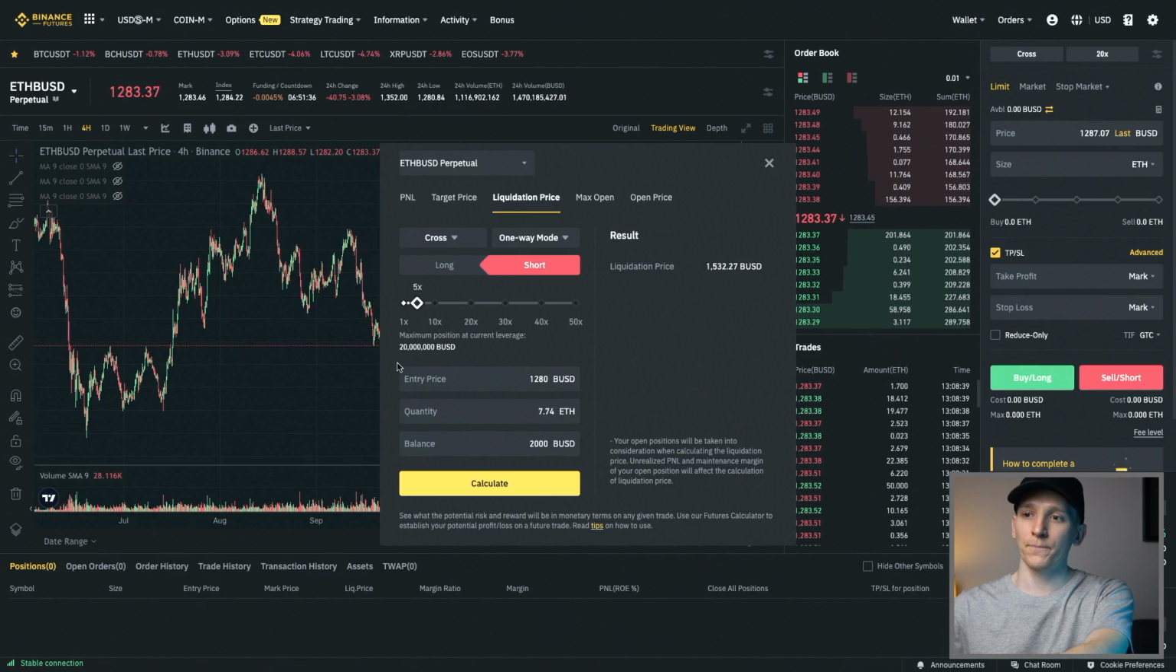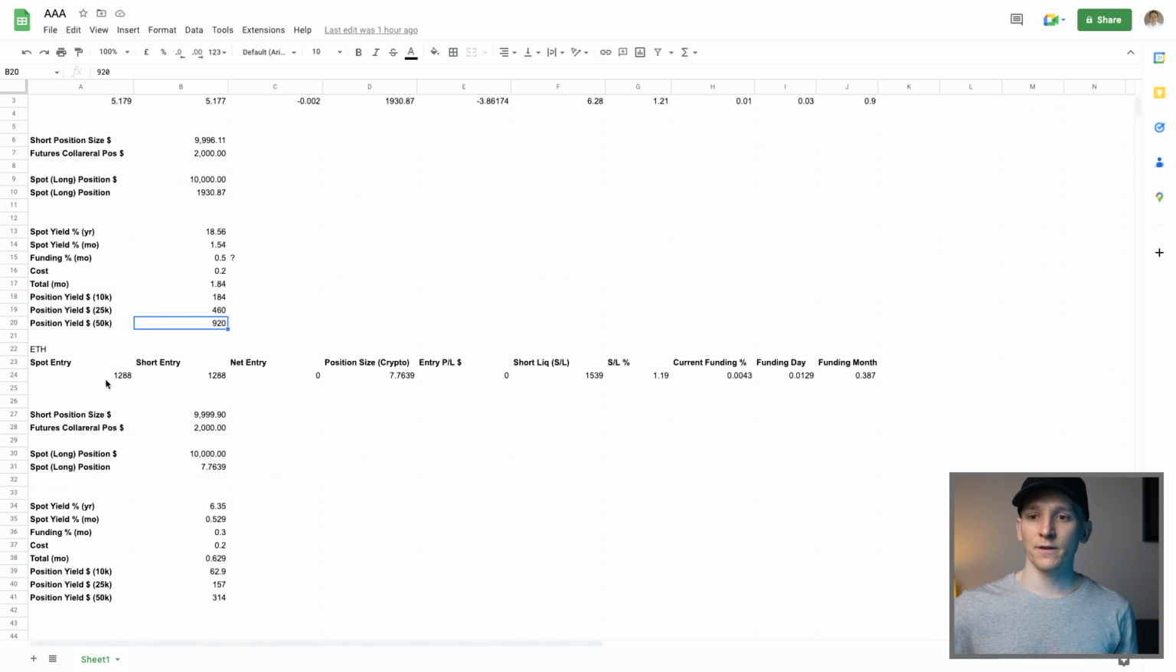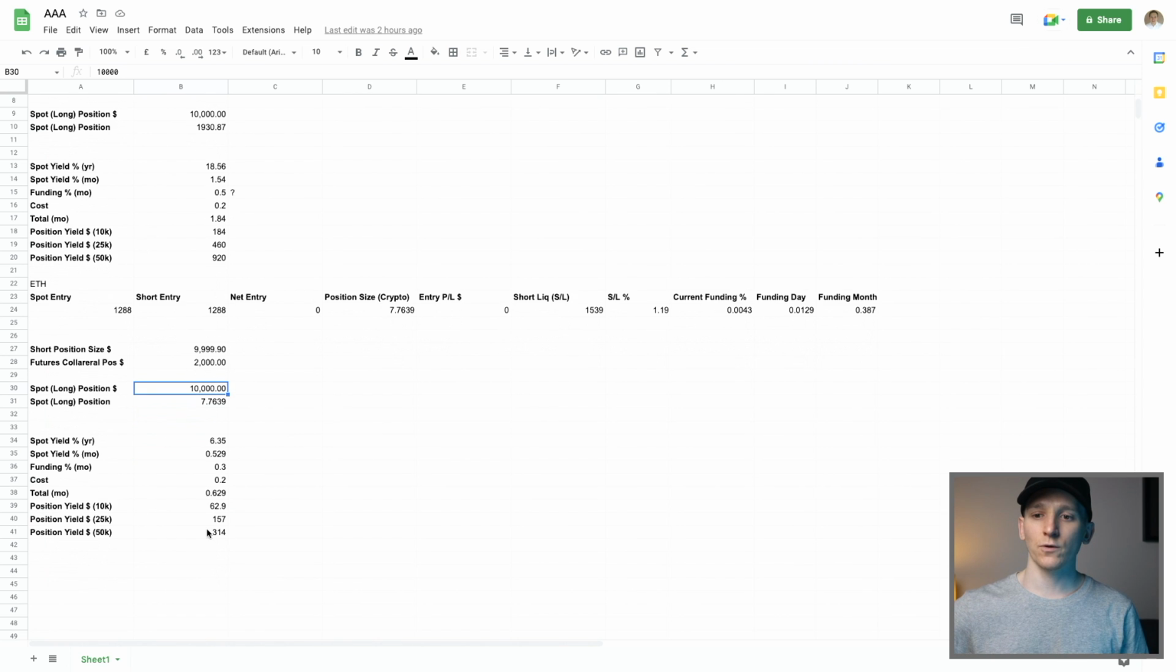Then we go over to see what that would be. And as you can see, I've just done this example here. So we have a short position of around 10,000, spot long position of 10,000. You can see the yield right here is lower. So the spot yield per year is around 6%. After the funding costs and everything, you're getting a monthly around 60, 65 basis points, way lower than the DOT, but you can trade with much bigger size.